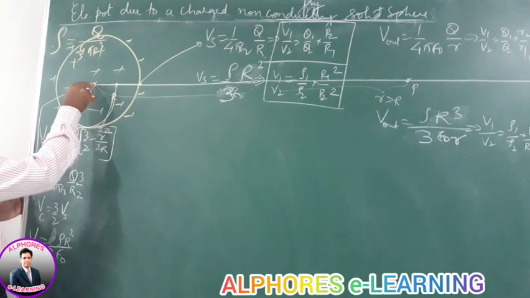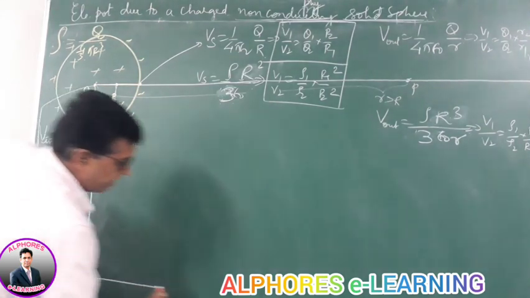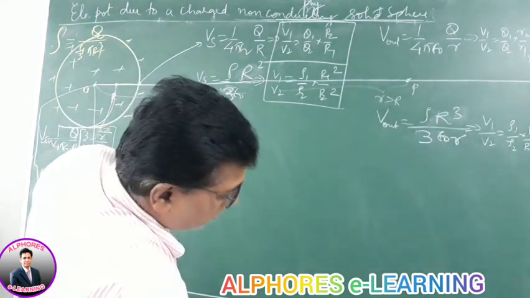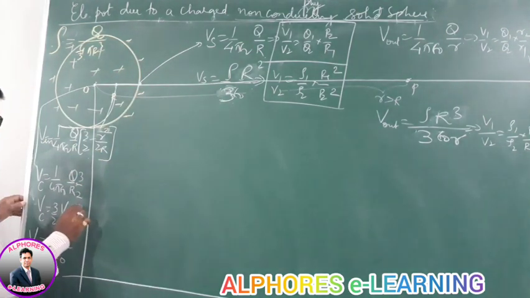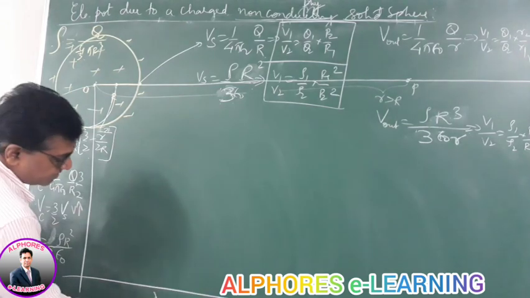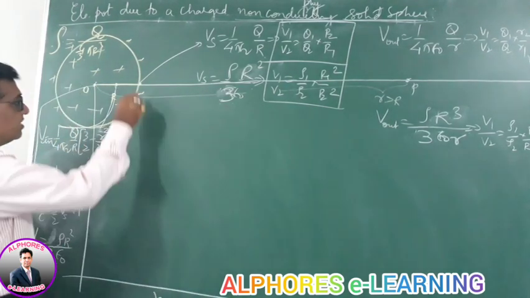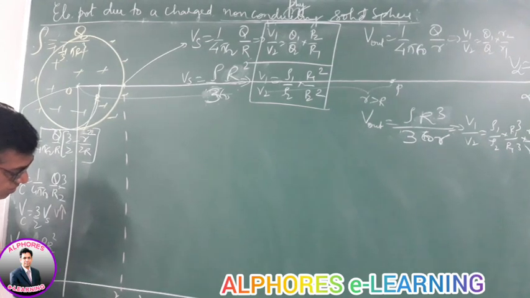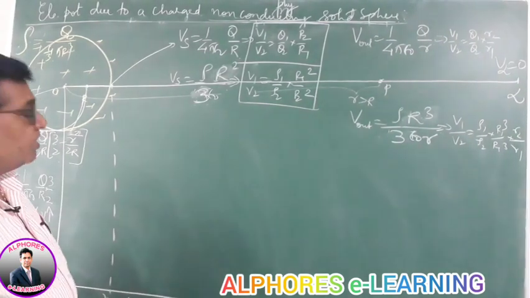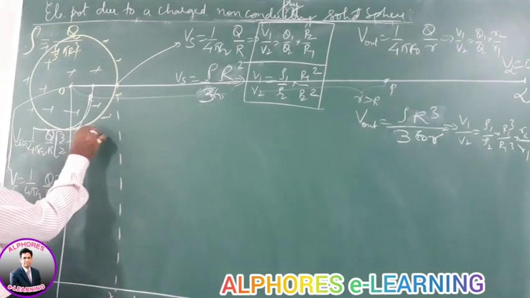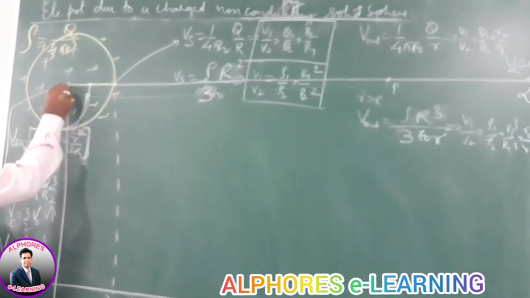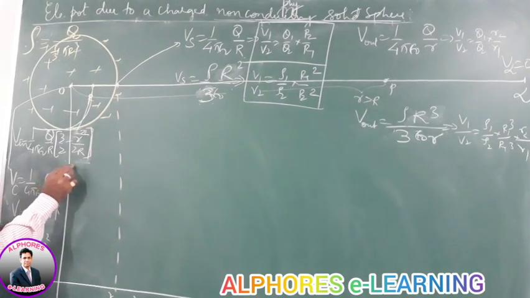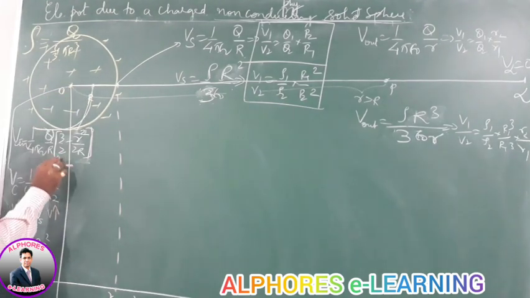Now next, let us show the graphical variation of the potential with distance. The variation of the potential with distance: potential on the y-axis, distance on the x-axis. Now this is the surface point, where r is equal to capital R. Now you see the electric potential at the center is 3 by 2 times the surface potential. So this is the highest. At the center, the potential is the highest.